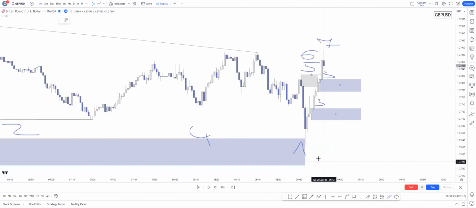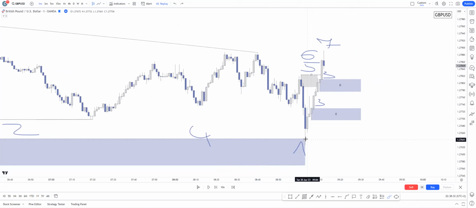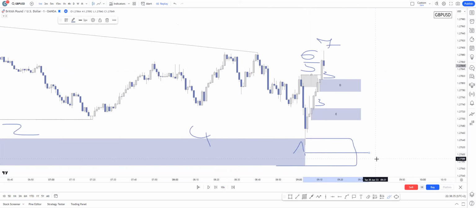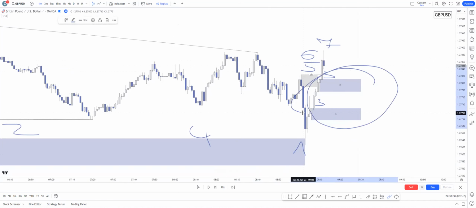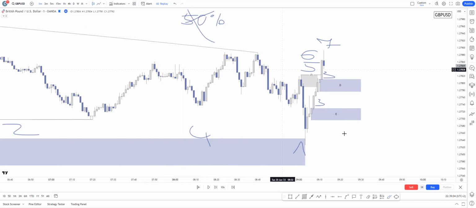The 50% mitigation is currently missing on this 15-minute demand area, but GU tends to not mitigate 50%. So it wouldn't be necessary for the price to mitigate 50% of the zone. However, if this zone fails, we can still expect a 50% mitigation. And after a 50% mitigation, if price can manage to confirm this 15-minute demand area, it would still be valid, because GU tends to not mitigate 50% of the higher time frame areas. So in this case, the 50% mitigation is missing. It's not there. It's missing, right? So we can count it.